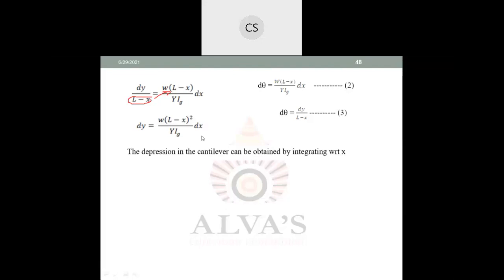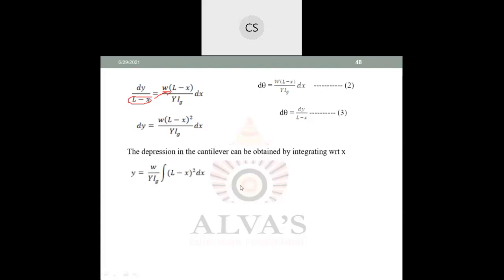Suppose you want the depression for the whole cantilever, that is, up to PB dash. You have to integrate this. This is the small depression between two points P and Q. Similarly, you have to draw a number of tangents, consider n number of points, and you will get a dy each. So integrate that.